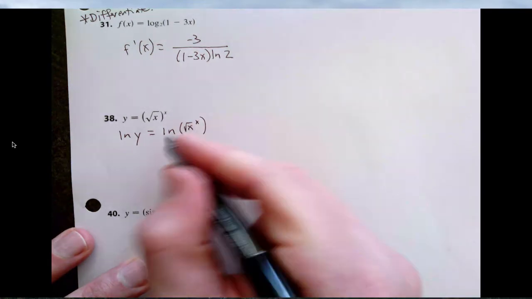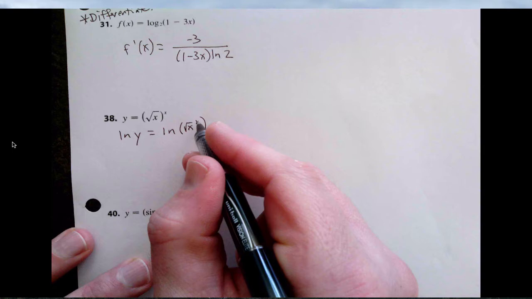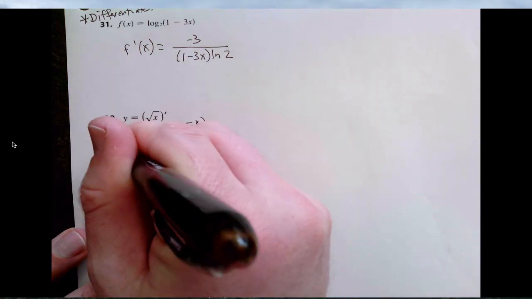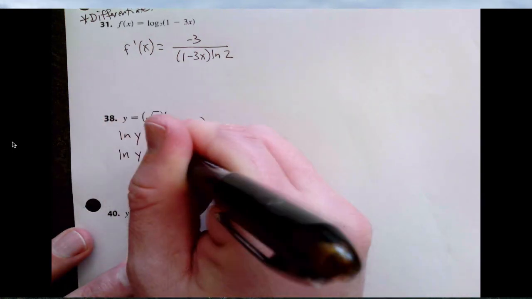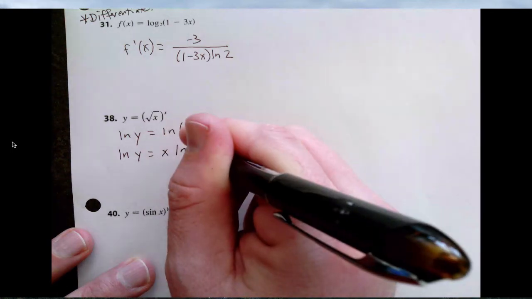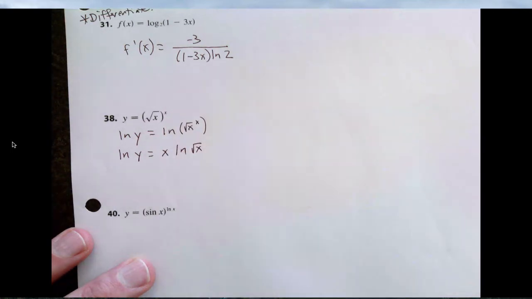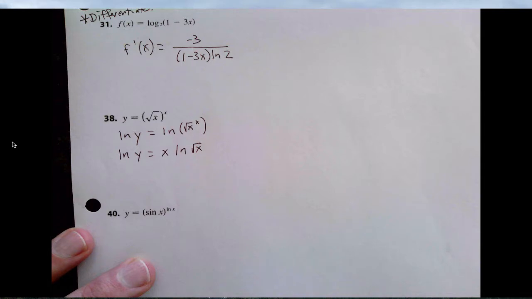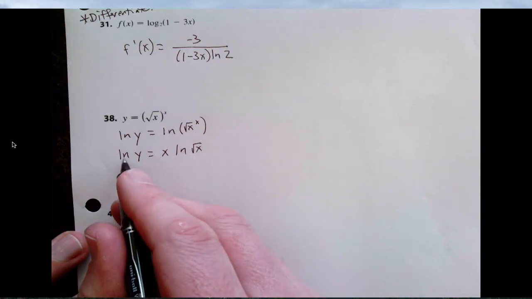Okay, and once I've done this, I can take this x out front. So now I can turn it into natural log of y equals x natural log of x like that. All right, and this is an okay way to start off the derivative. So now we're in a position where I can just use the product rule on this side pretty easily. Okay, so let's do this side first.